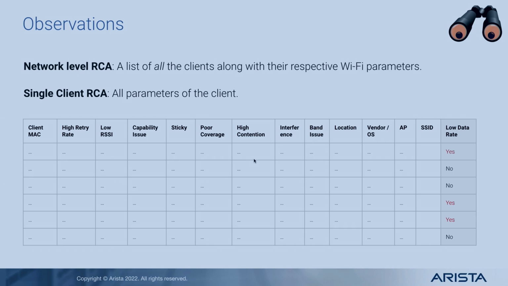The column on the right, that's your symptom. So right now, let's say we are looking at low data rate as a symptom. Why is there low data rate in my setup? So you see which clients are facing low data rate and each of their properties. So that's your observations from the network. And if you are doing root cause analysis for a specific client, you will just take all possible data for that client and try to understand what's going on.